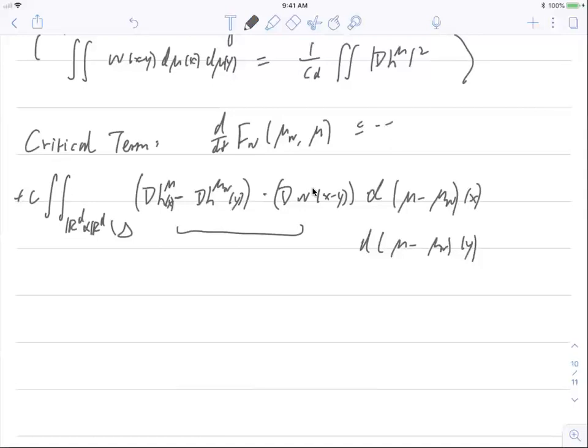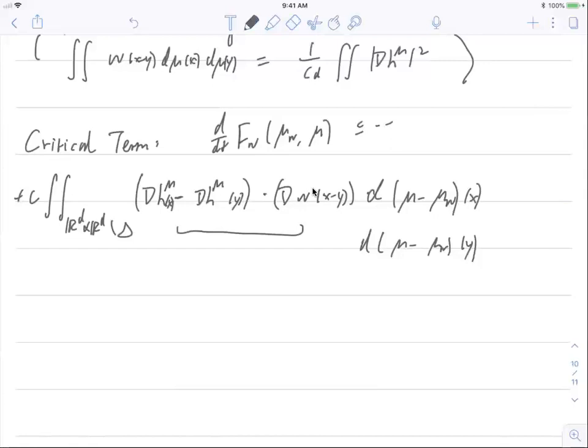I think I might have made a mistake here. So here it is not mu n, it's just mu. The symmetrization is on x and y, it's not on mu1, mu2. So if I made a mistake, let me know.